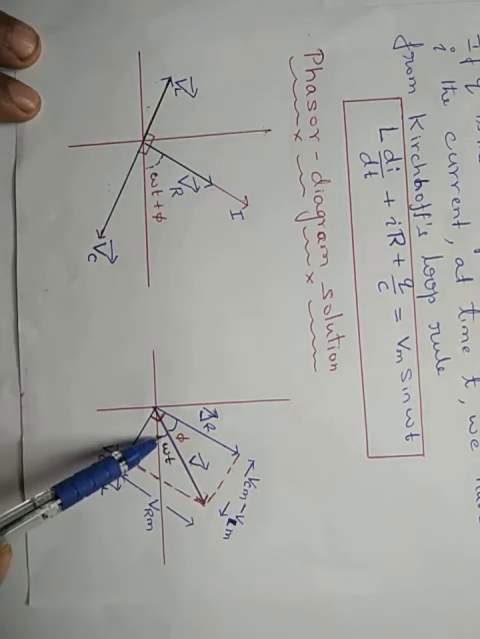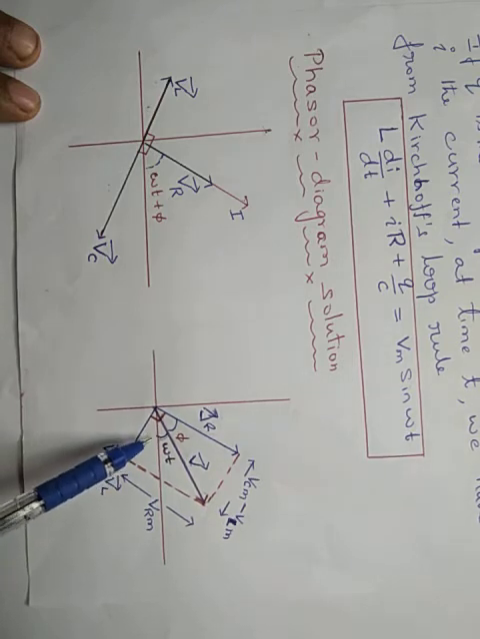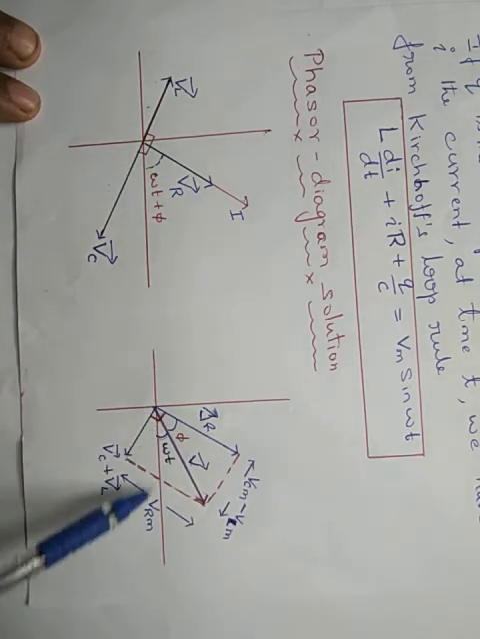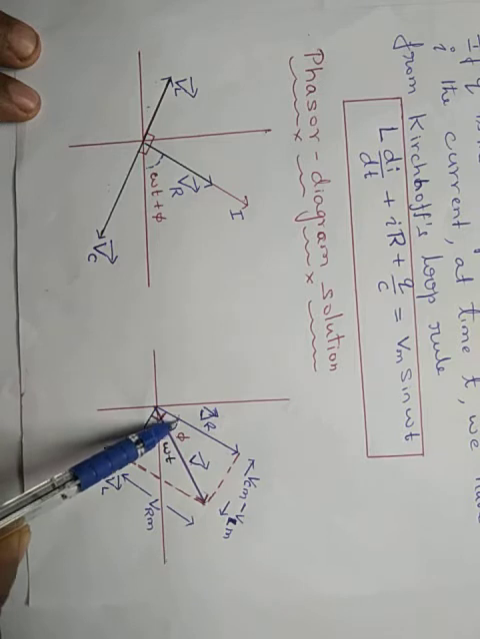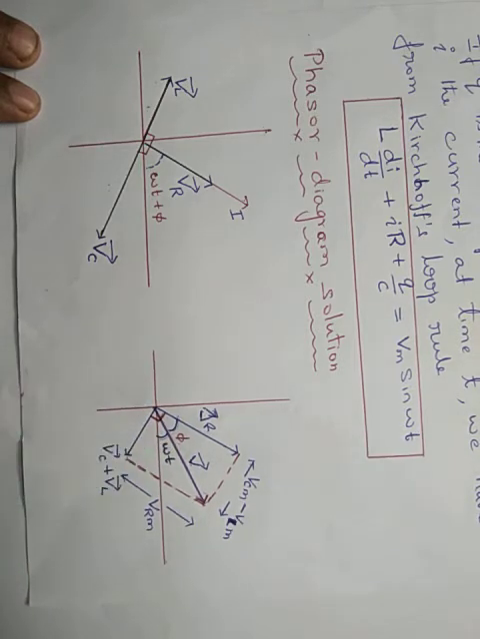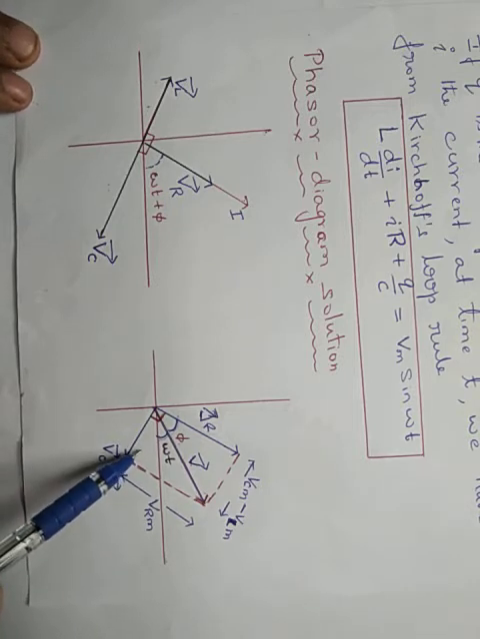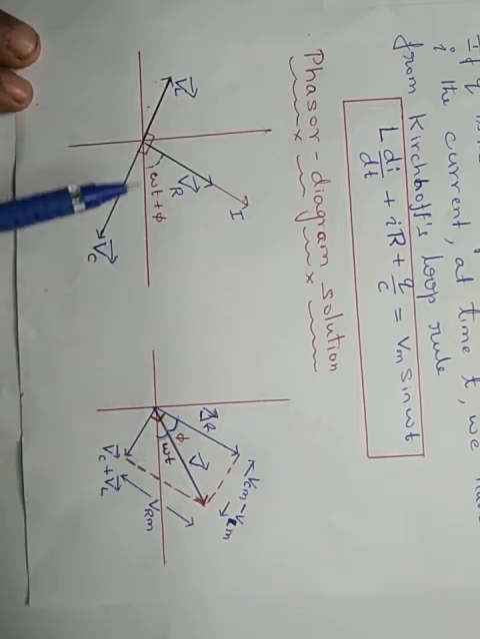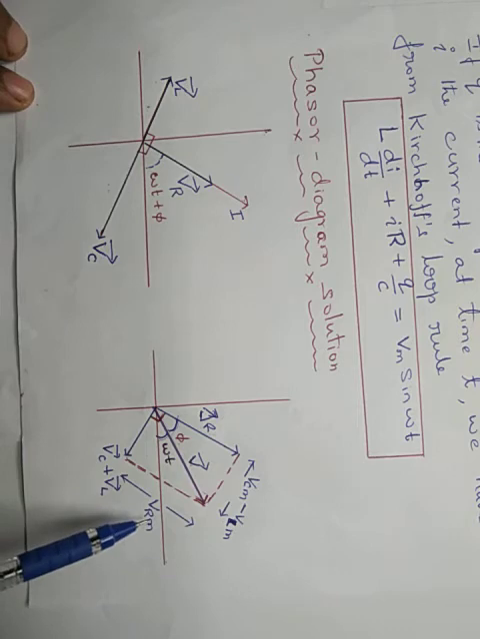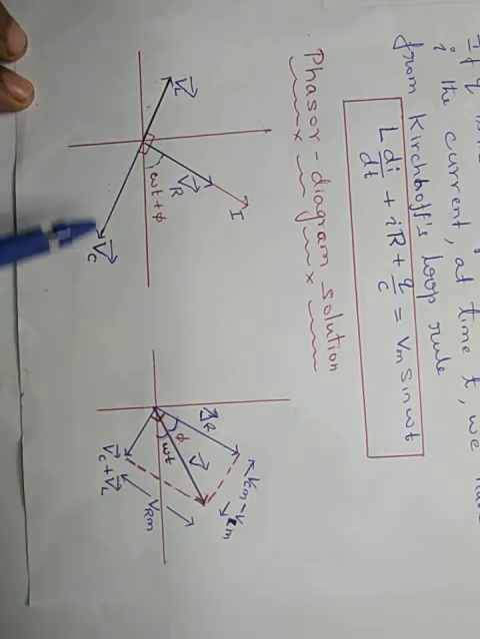So, the phase angle, it is omega t with respect to this line. So, this is the phase angle phi. Clear? So, using this phasor diagram, we can obtain the equation for impedance. We should know how to draw the phasor diagram.